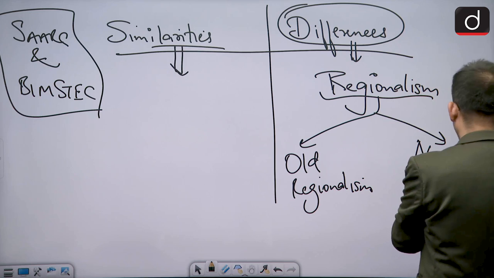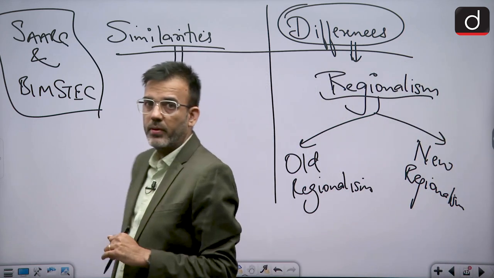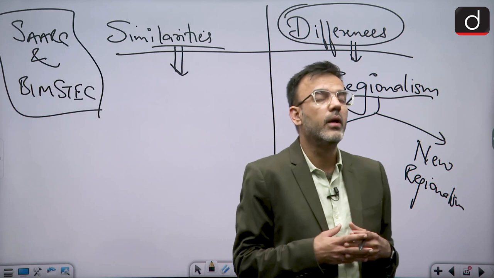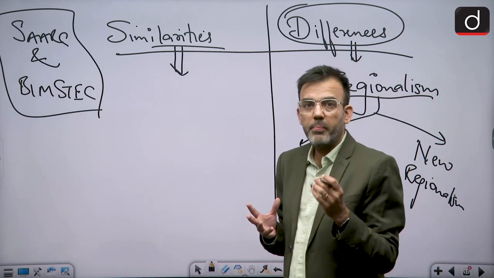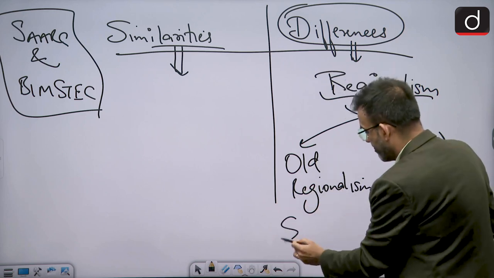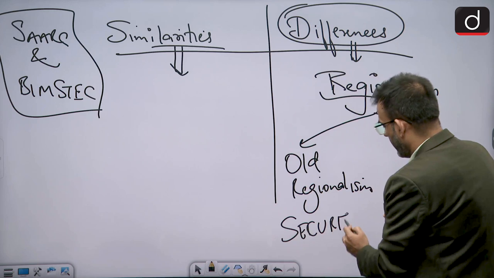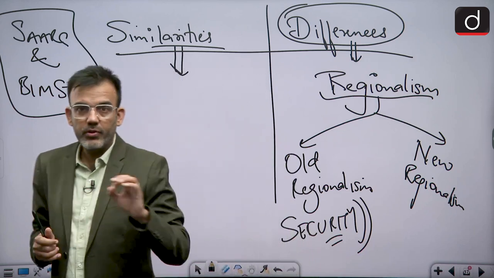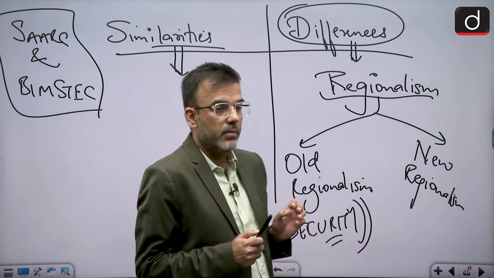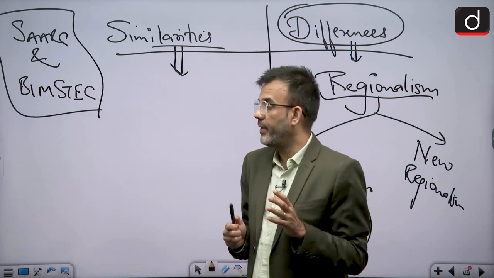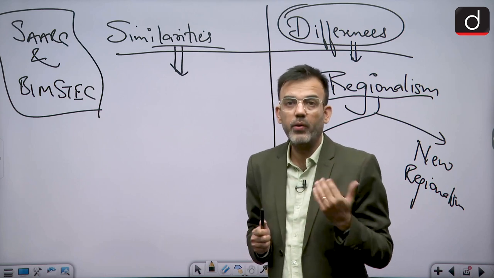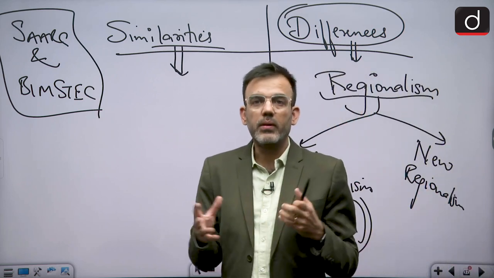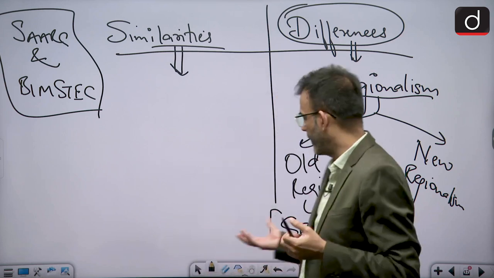Old and new regionalism. Now, this old regionalism, where the countries of a region basically join hands and create a regional grouping because their prime concern was security. So the keyword in old regionalism was security. Whatever countries were in a region, they were very threatened about their security concerns. So security was one factor which was binding them together. So the cohesive force was security.